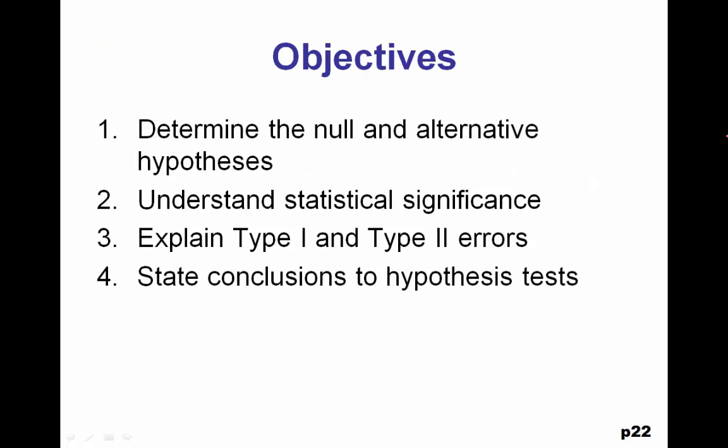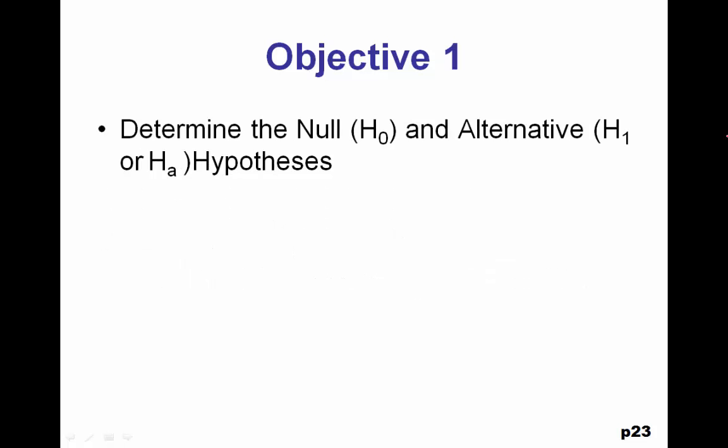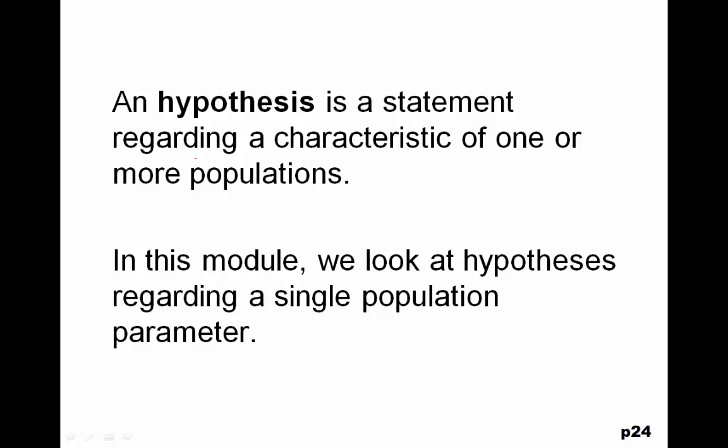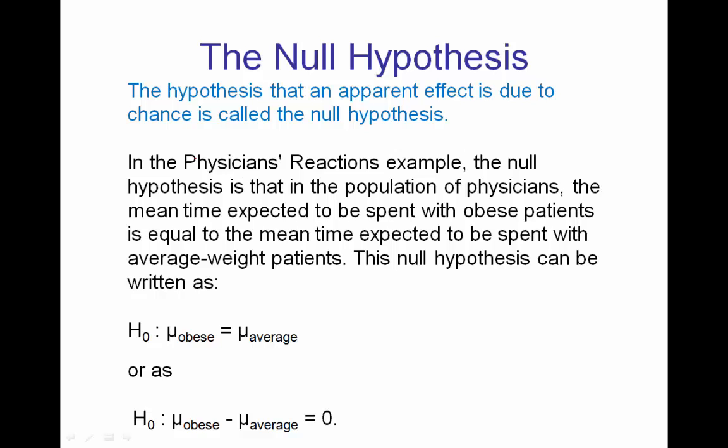The objectives in this lesson are to determine the null and alternative hypotheses, to understand statistical significance, to explain type 1 and type 2 errors, and to state conclusions to hypothesis tests. First, we'll focus on determining the null and alternative hypotheses, and the notation for the null is an H sub 0. The alternative hypothesis notation can either be an H sub 1 or some authors use an H sub A. A hypothesis is a statement regarding a characteristic of one or more populations. In this module, we look at hypotheses regarding a single population parameter. The hypothesis that an apparent effect is due to chance is called the null hypothesis.